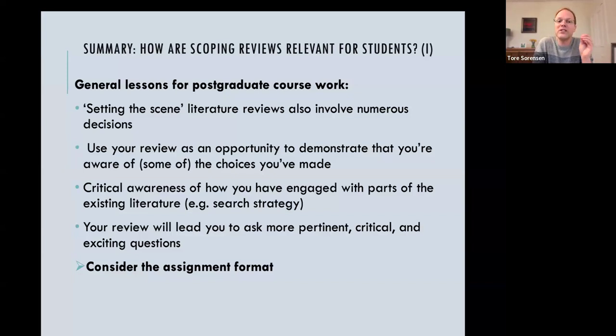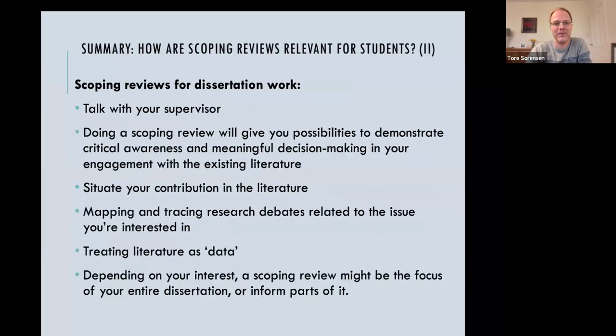Of course, always consider the assignment format. I know that varies hugely across different courses. What is the scope for conducting literature reviews in your assignment? Absolutely critical, of course, to consider. Finally, dissertation work. What is the scope for undertaking scoping reviews as part of your dissertation work?